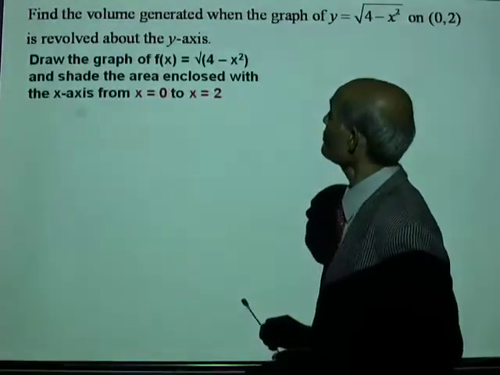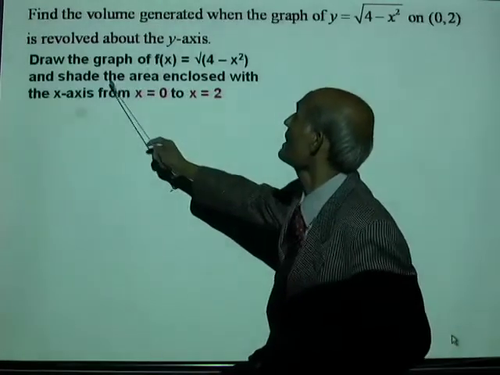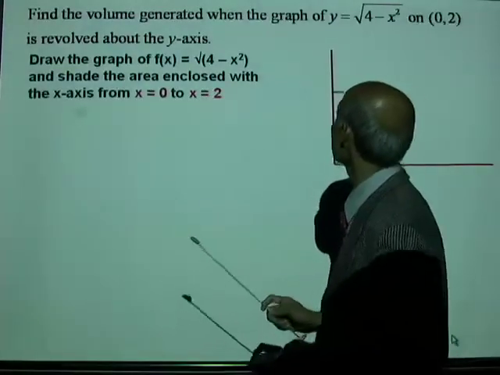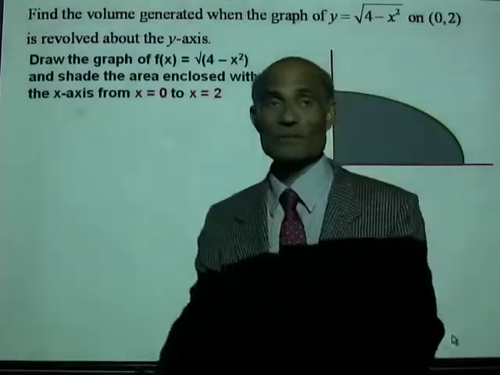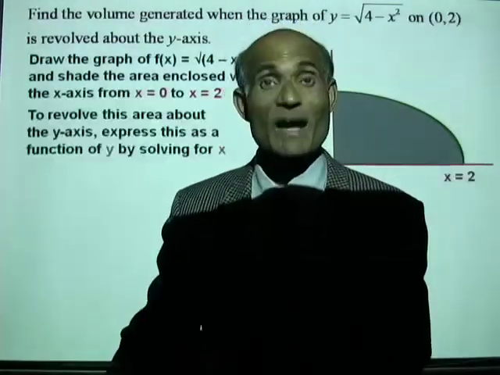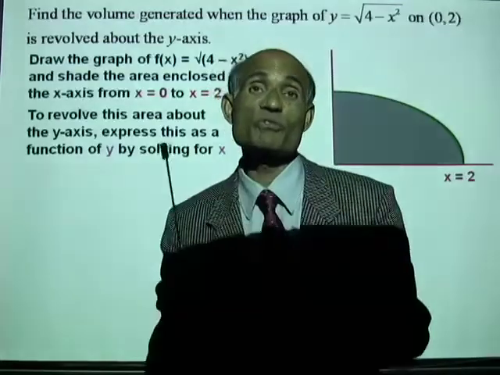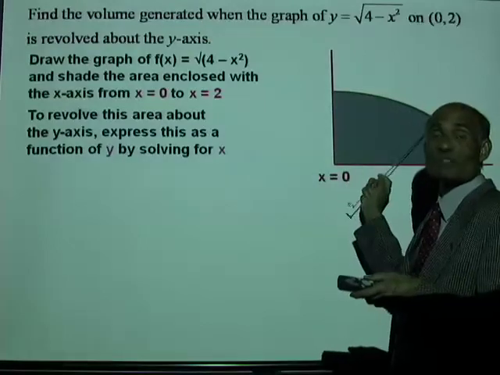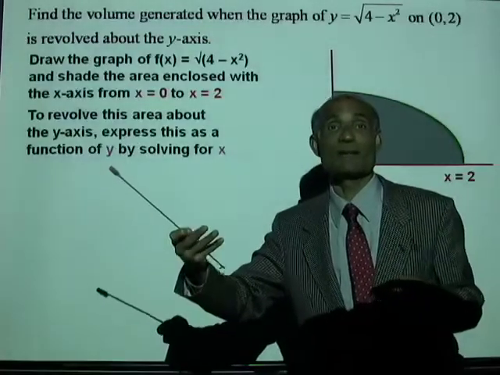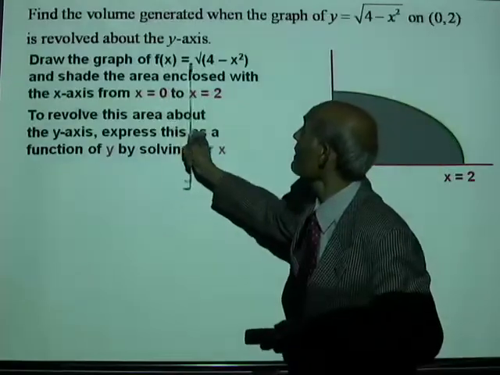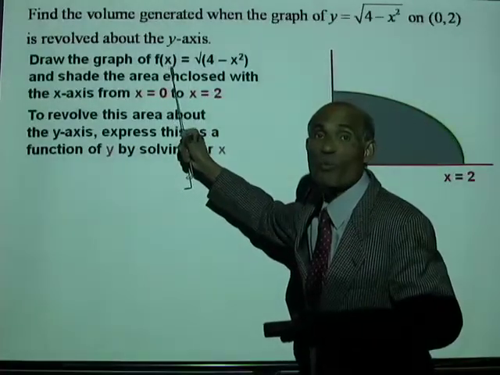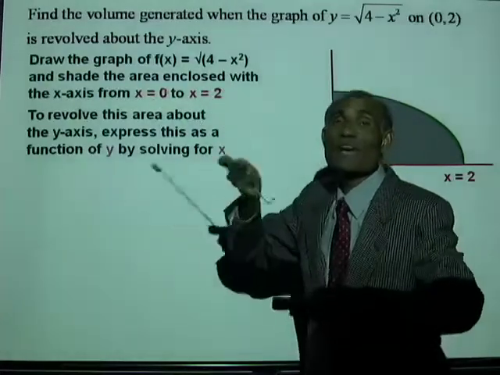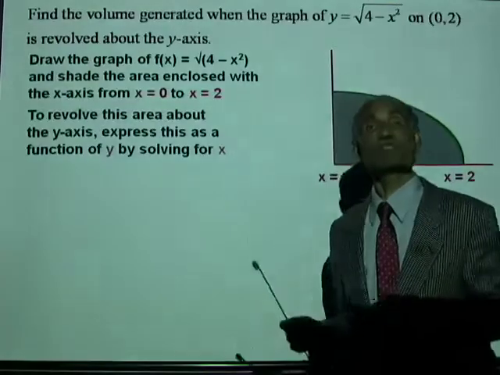Well, first draw the graph of f of x equal to that and shade the area enclosed with the y-axis, is that right? Yes. And if you remember what I told you, in order to revolve an area about the y-axis, you first of all need to express the function as a function of y. So here the given function is a function of x. You get y equal to square root of 4 minus x squared. You need to write it as x equal to square root of something. Now, how do you do that?